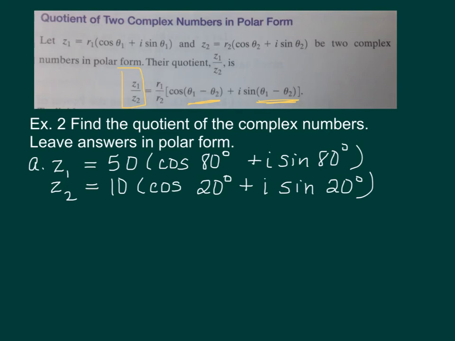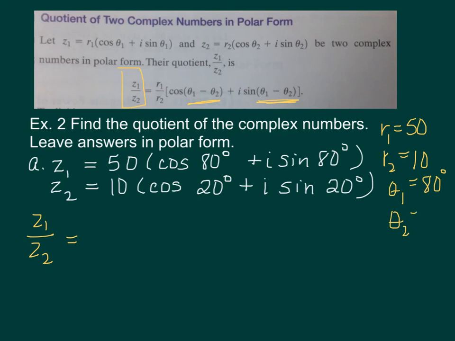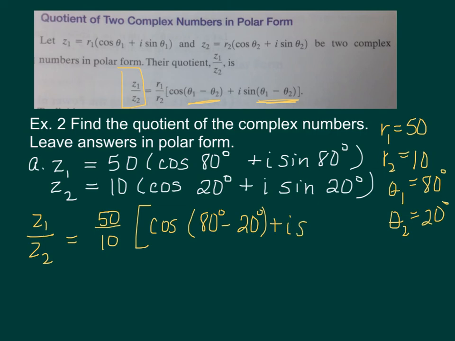So to find the quotient, we're given Z1 and Z2 for example 2. So Z1 divided by Z2 equals, I'll do the same thing. R1 is 50. R2 is 10. Theta 1 is 80 degrees. Theta 2 is 20 degrees. Okay, so you have to do R1 divided by R2 times cosine theta 1, which is 80, minus 20, plus I sine 80 minus 20.